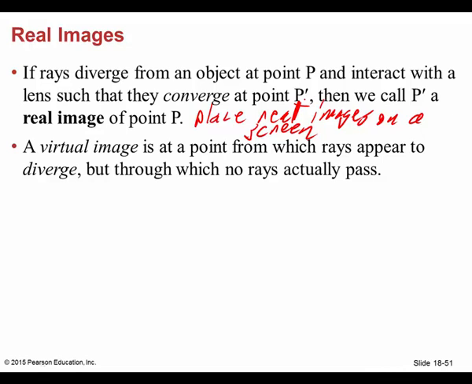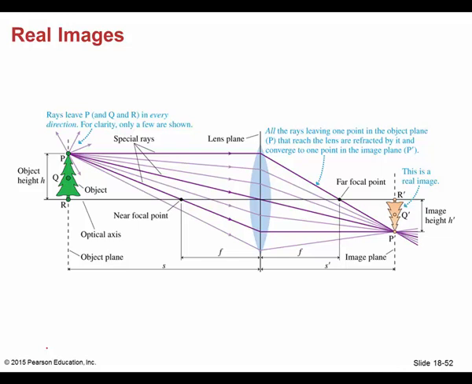Virtual images, however, will not transmit onto a screen, okay? A virtual image is a point from which the rays appear to diverge, through which no rays actually pass, okay? So here we see real images. This is a real image. Even though it is inverted, it's still a real image. And so we have our object. We have the near focal point. We have the far focal point. Notice how these are the same. We have the image distance from the lens plane to the actual image, and we have the object distance, S, from the actual object to the lens plane.